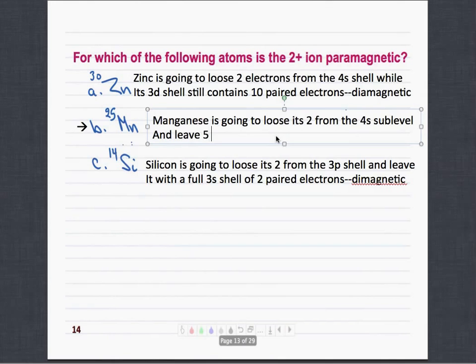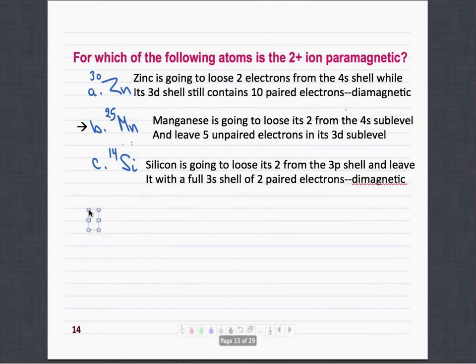So zinc is 30, so it's argon 4s2 3d10. Now for zinc 2+, 2 electrons are going to go from the 4s, not from the 3d. So 3d10, if I write the box notation, I have 10 electrons, so it is diamagnetic.